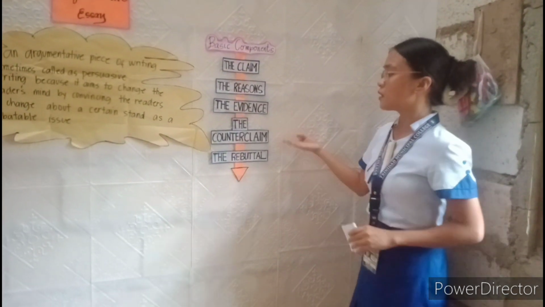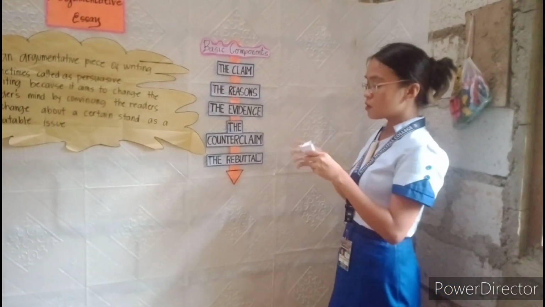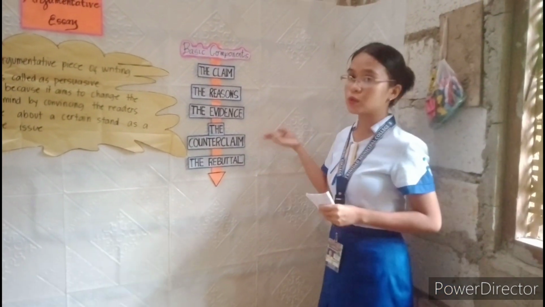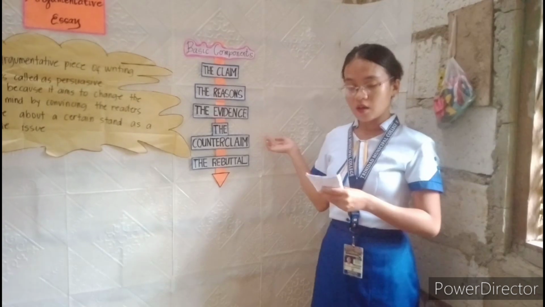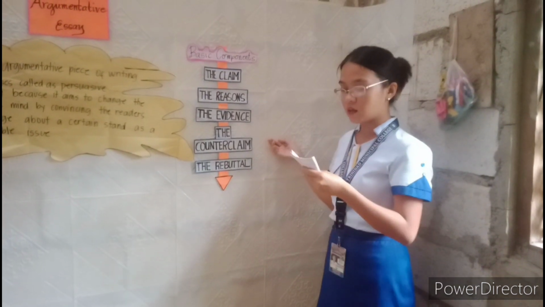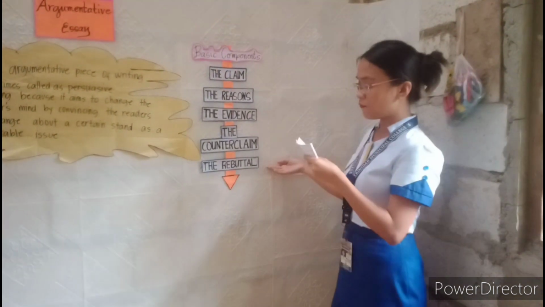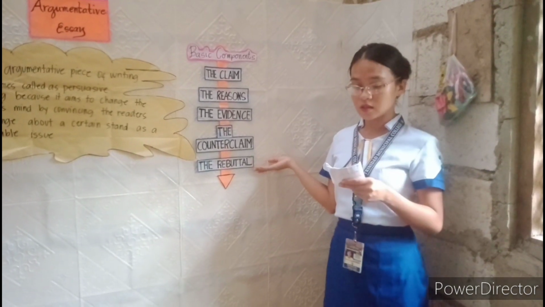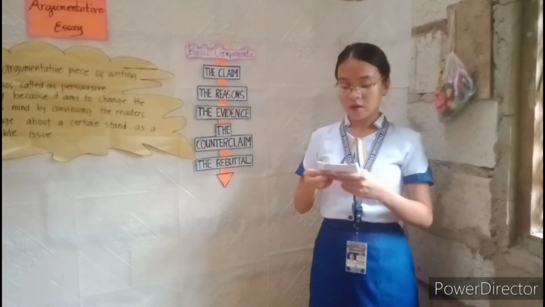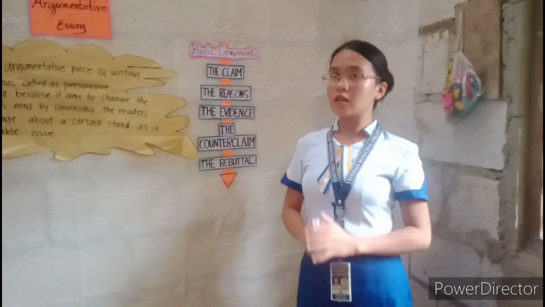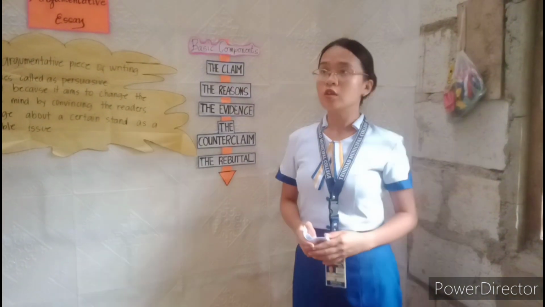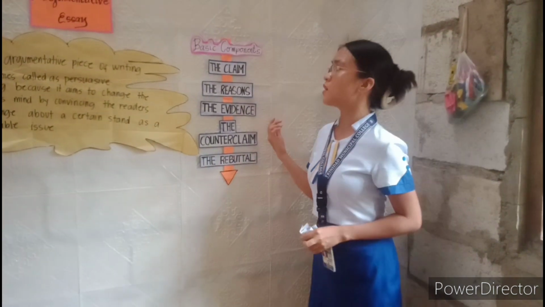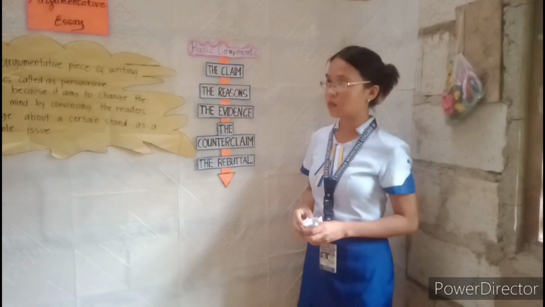And next, the counterclaim and the rebuttal. So the counterclaim is the opposing position and the counter-argument. While the rebuttal refutes or disproves the counterclaim, which addresses the criticism of the claim. Now, here are a set of questions that the students should remember when writing these basic components.